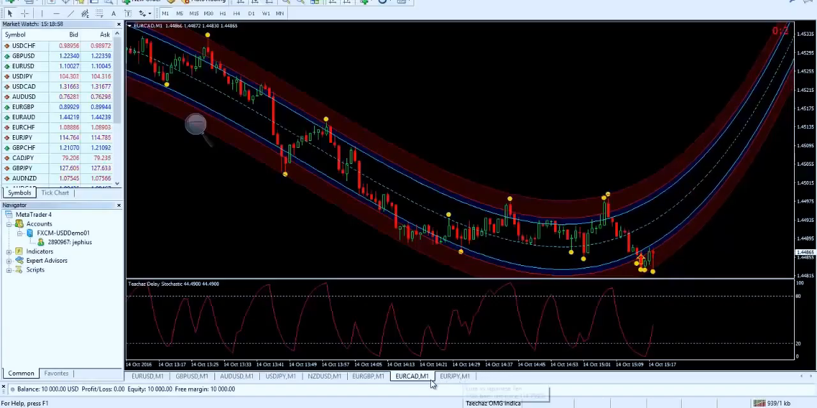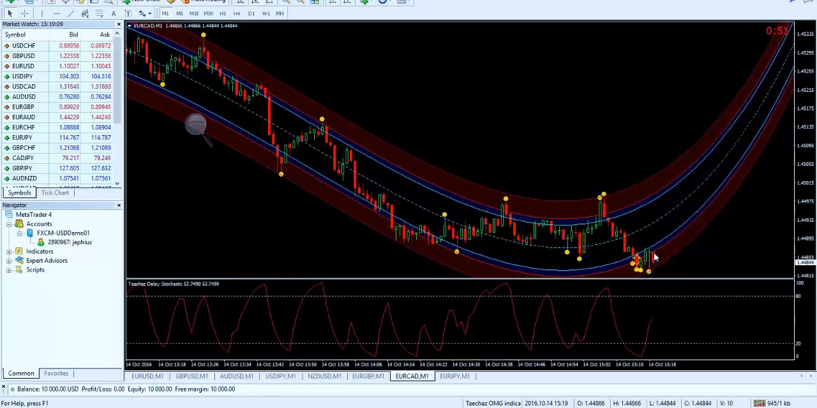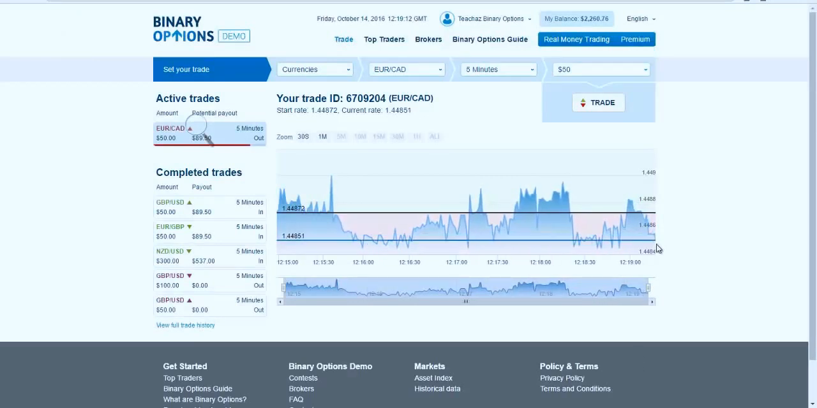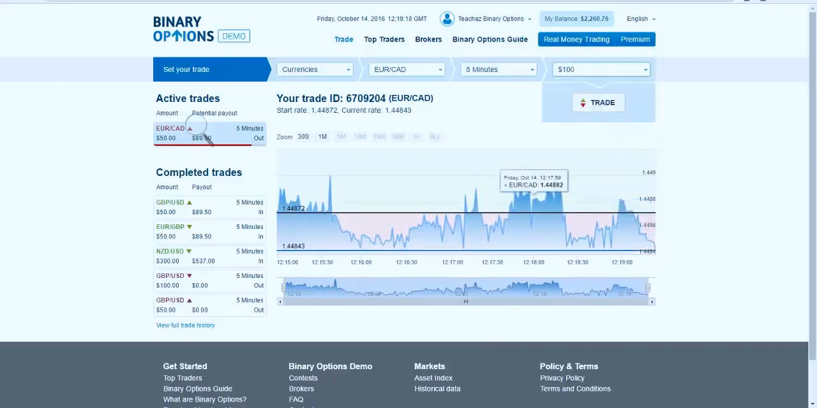Let's quickly just check it out. As you can see, it's still struggling to go up. Yeah, we ended here 1 2 3 4. Should be able to expire on this candlestick or the coming one. It's so close, but it's going to be a losing trade. So if I lose this trade, I'll just simply put $100 on the next trade.